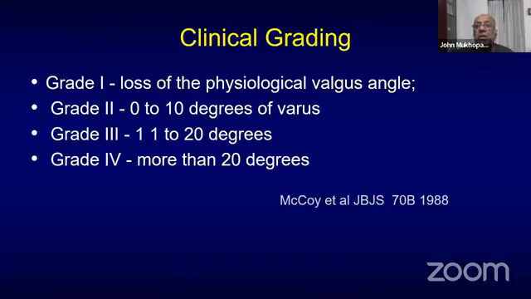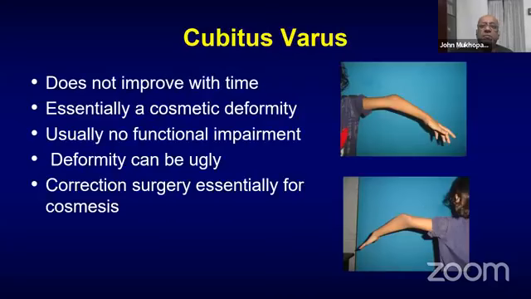Now, people have tried to grade the deformity depending on how much the varus deformity is, starting from the loss of the physiological valgus angle. So the arm is straight, but is not actually in varus, but is relatively in varus because the normal elbow is in valgus, going on to the most severe grades, which are more than 20 degrees of deformity. And this was written about by McCoy et al. in 1988 JBJS.